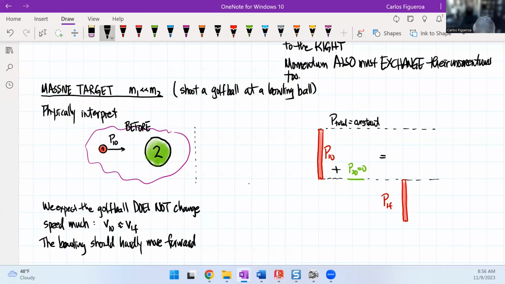So what I'm seeing here is that the momentum is going to the right here. Now the momentum is going to the left. So which ball do you think has the biggest momentum? The golf ball, which almost loses no speed, or the bowling ball that moves slowly forward? Well, according to conservation of momentum, we have to conserve momentum.